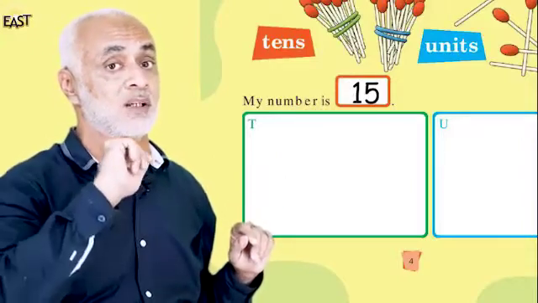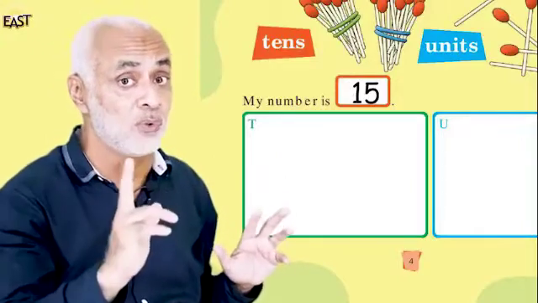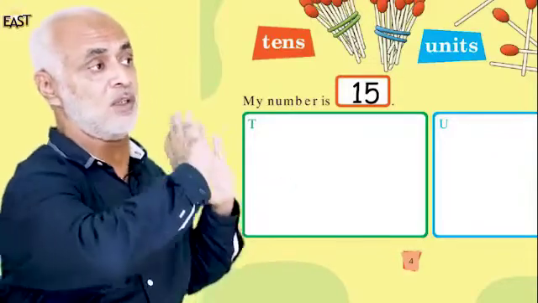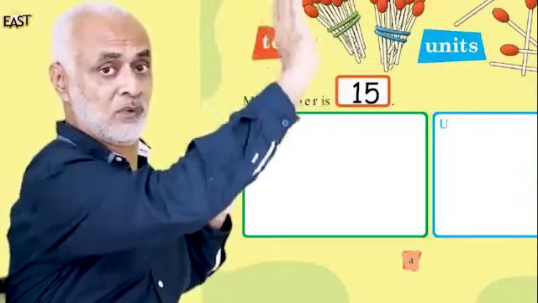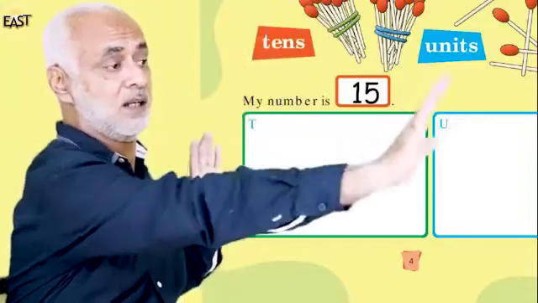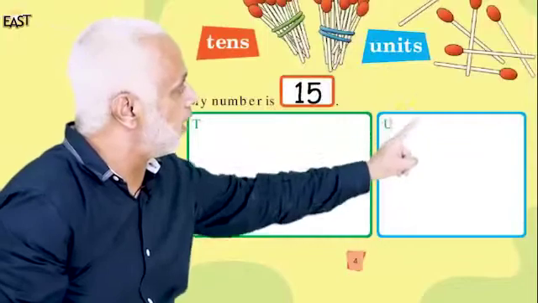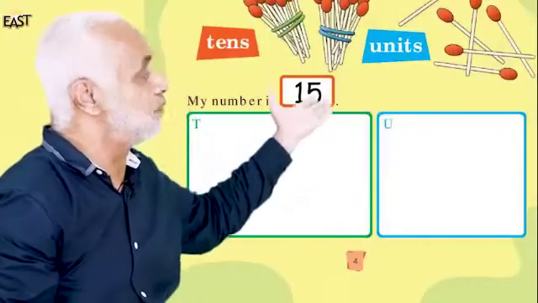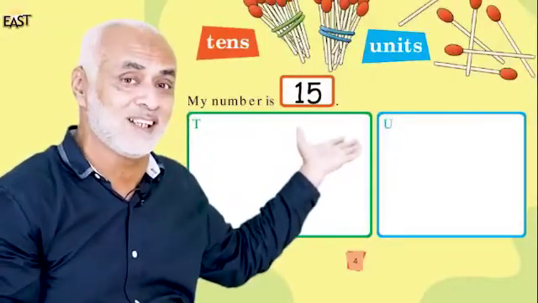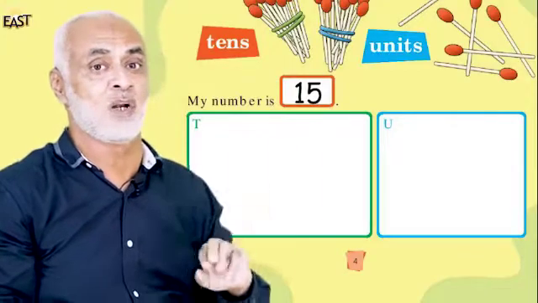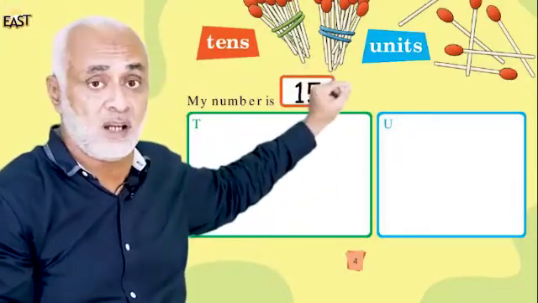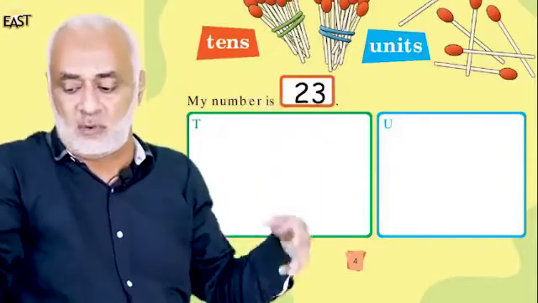And what is unit? Unit is U. U. And unit is always on the, what is this hand? Right hand. Right hand. Here. So you write 5 here. That makes it 15. Ta-da! Now you can rub this number 15 here. And you can do 22 like I did.